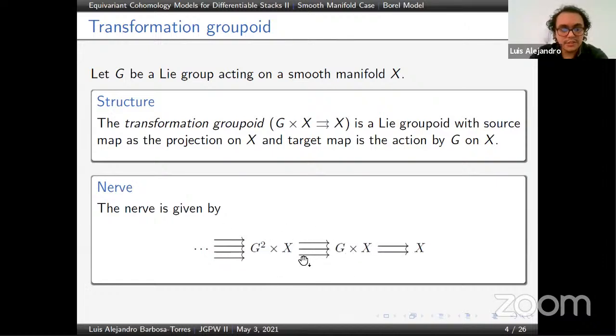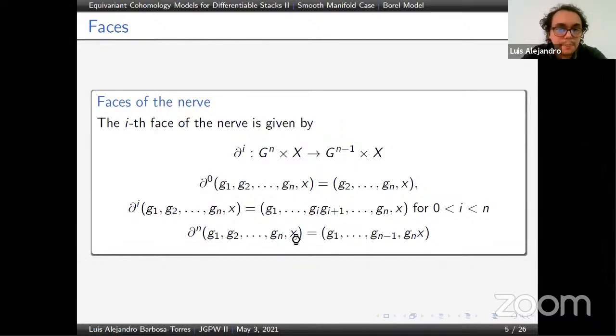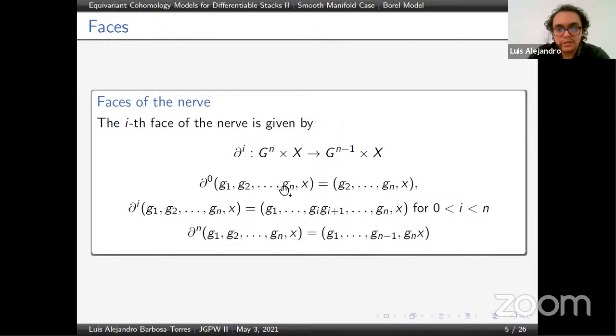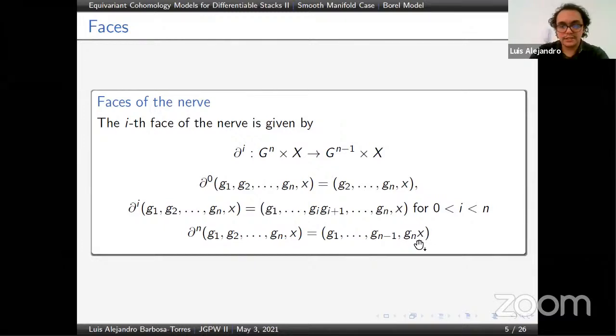When you do all these computations, what you are going to get is that the faces of this nerve look like this. The zero face is going to be just taking an element here and dropping the first element. If the face is between 0 and n, you are just going to use the multiplication of the group. And for the last face, you are just going to use the action. Okay, so this is an important and key example for us for this talk.